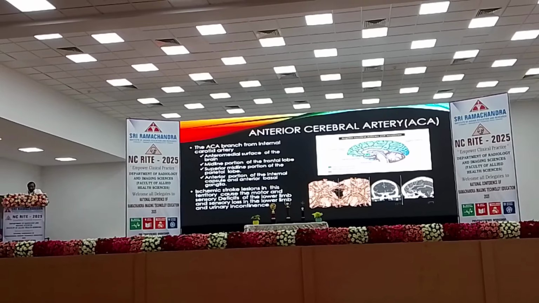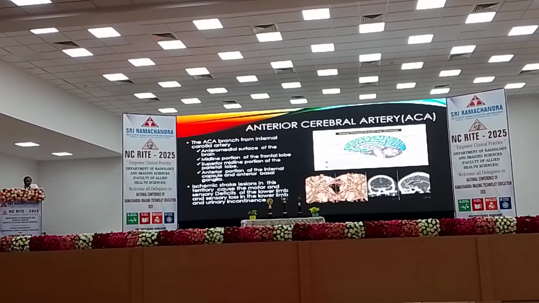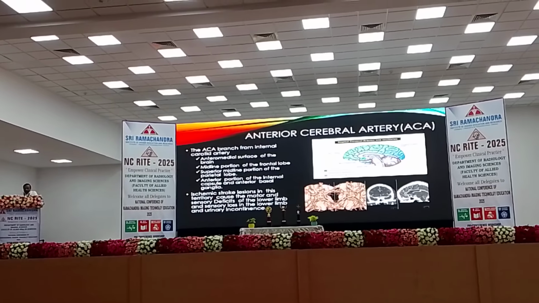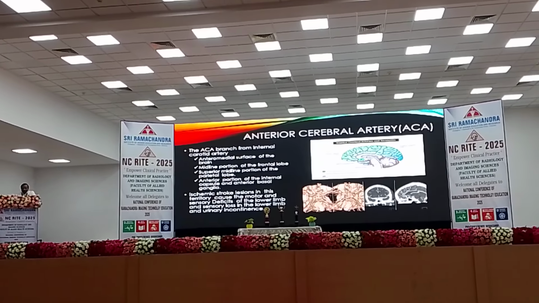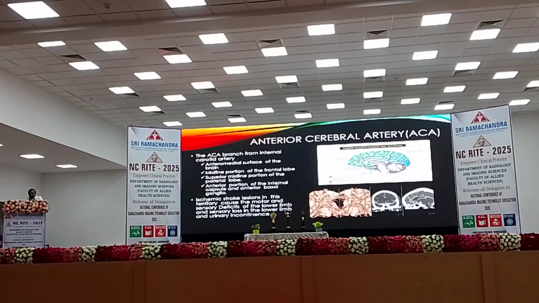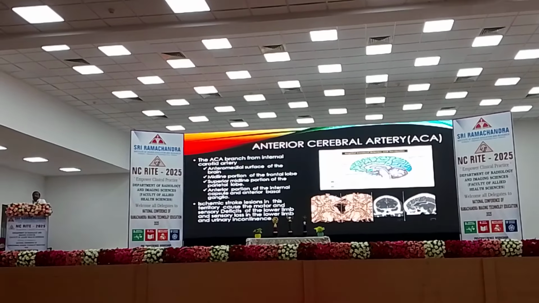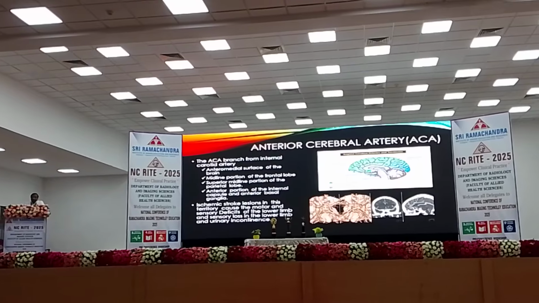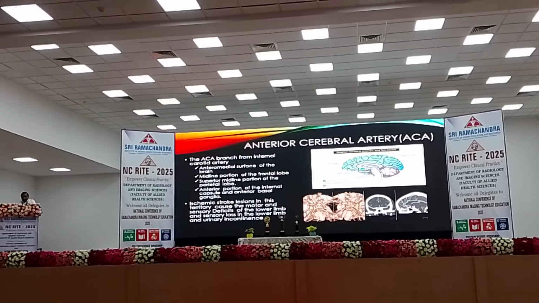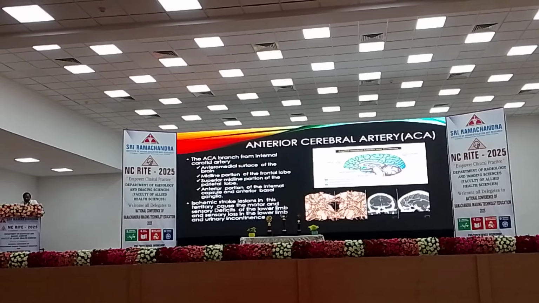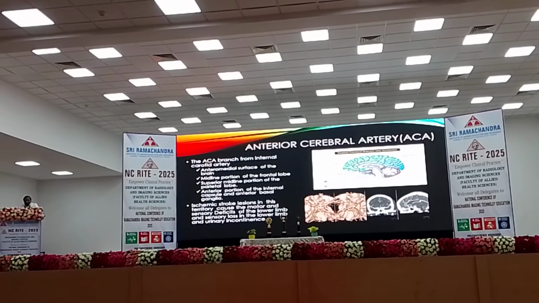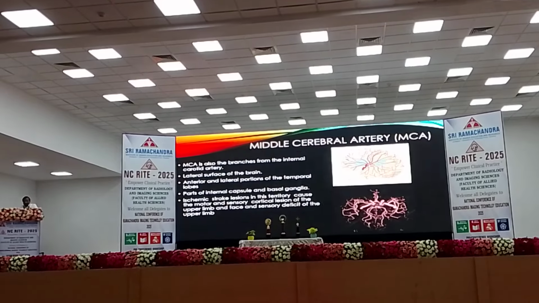The anterior cerebral artery is a branch of the internal carotid artery. It supplies the anterior medial surface of the brain, the mid portion of the frontal lobe, the superior mid portion of the parietal lobe, the anterior portion of the internal capsule and the anterior basal ganglia. Any lesion in this territory causes motor and sensory deficit of the lower limb and urinary incontinence.